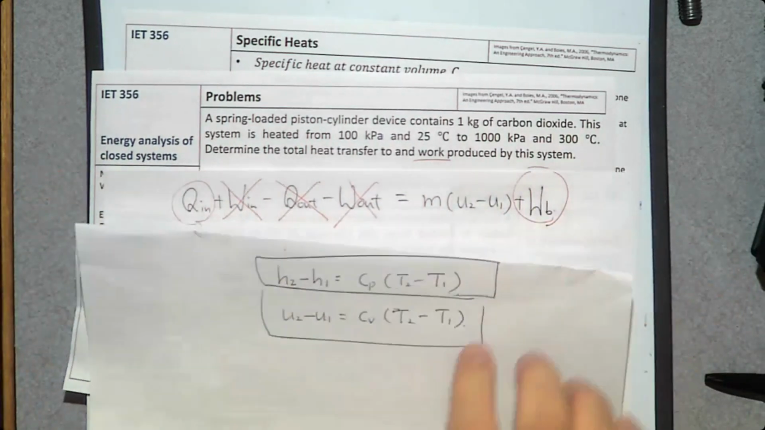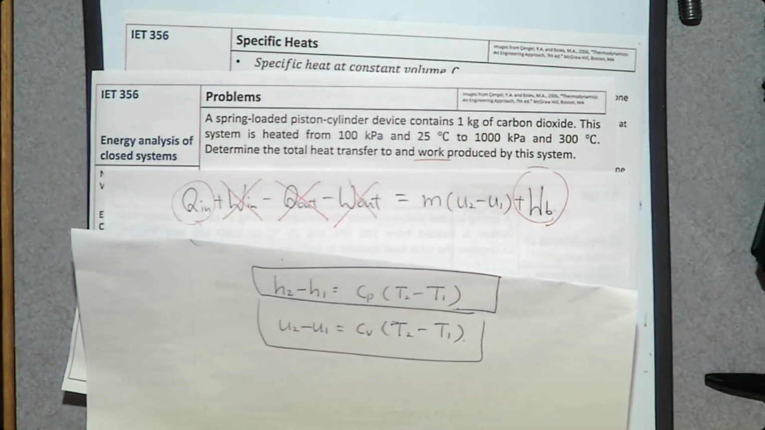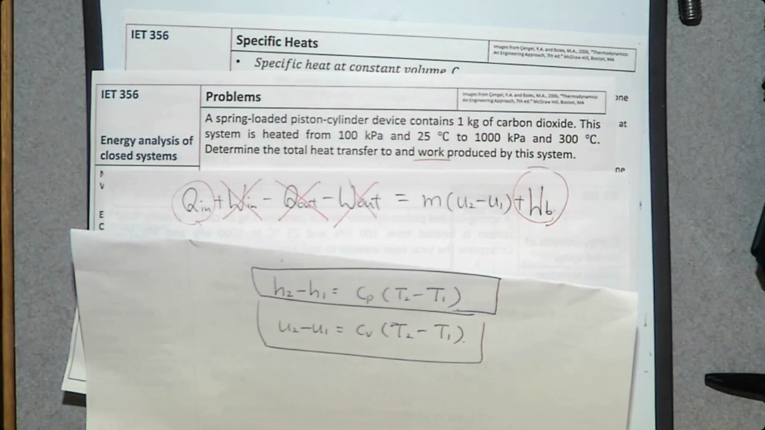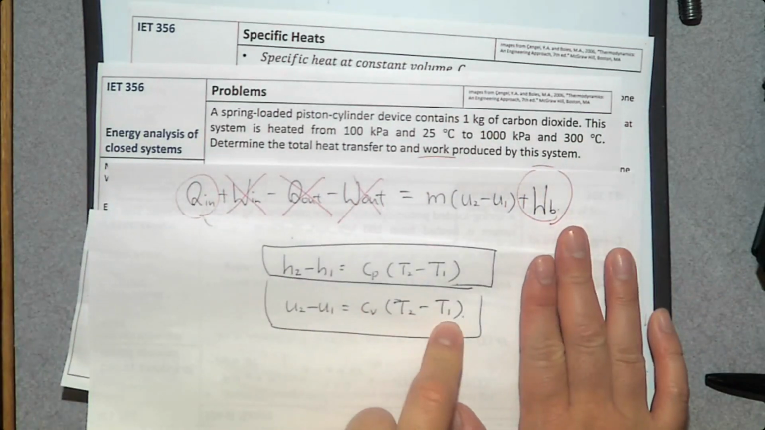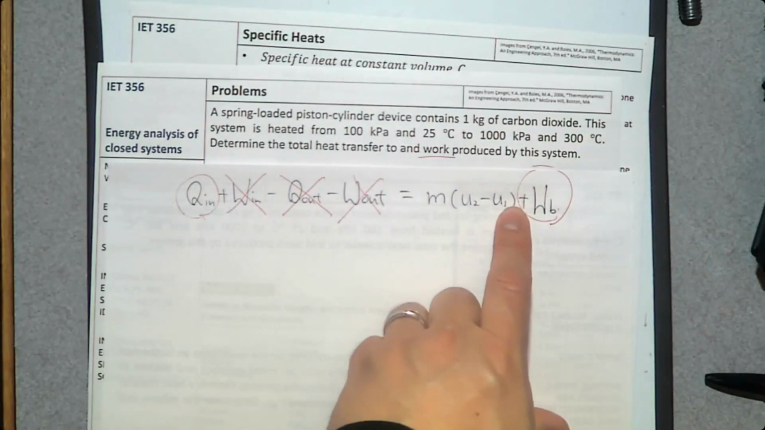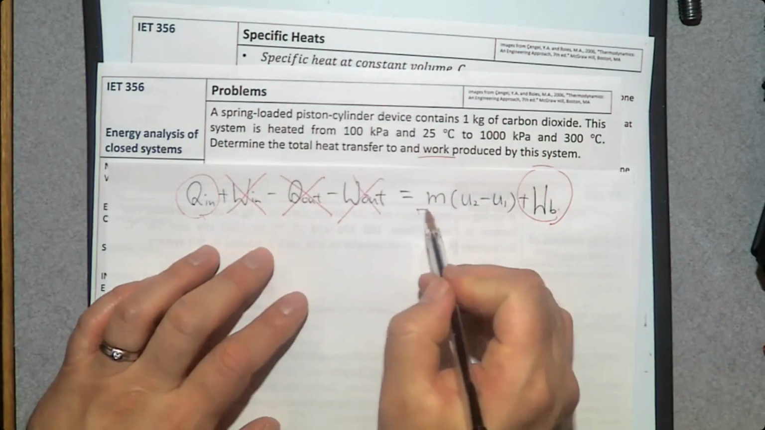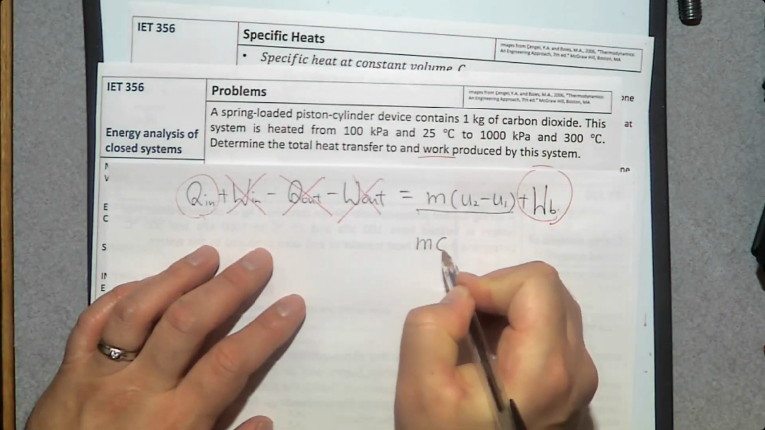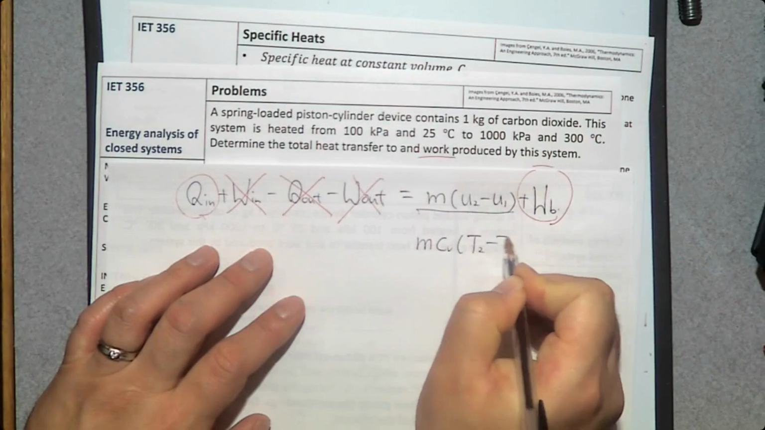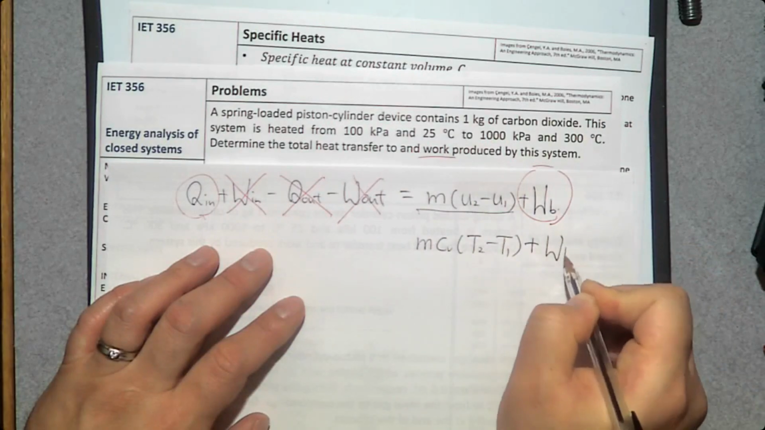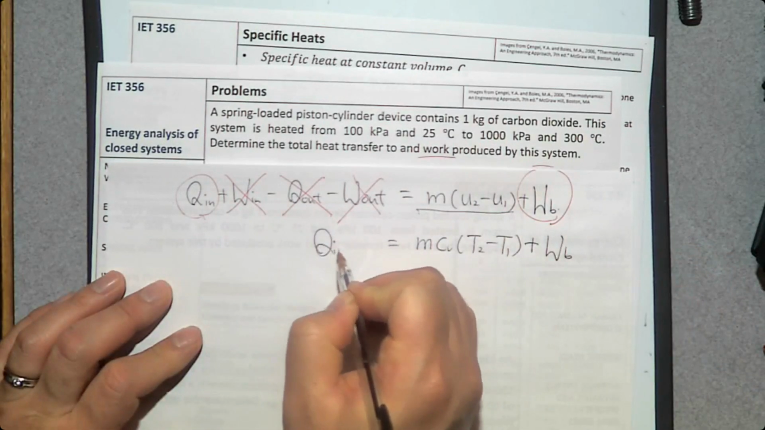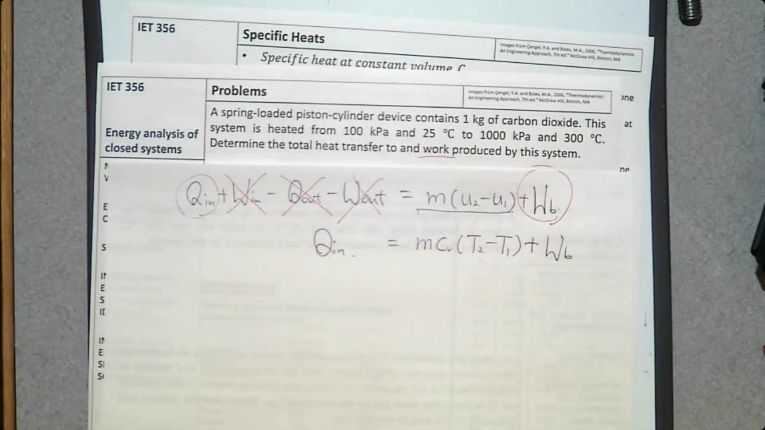How do you determine U2 minus U1? CV (T2 minus T1). We don't need to determine the phase change process at number one or number two. We can just determine this whole thing by CV (T2 minus T1) plus moving boundary work is Q in, which is much simpler than phase change material, right?